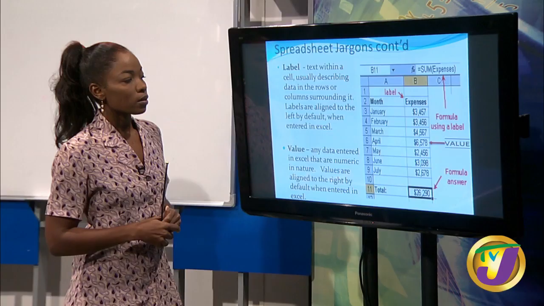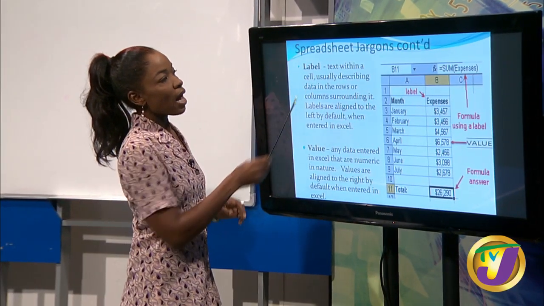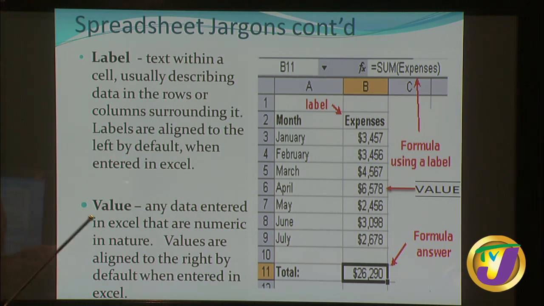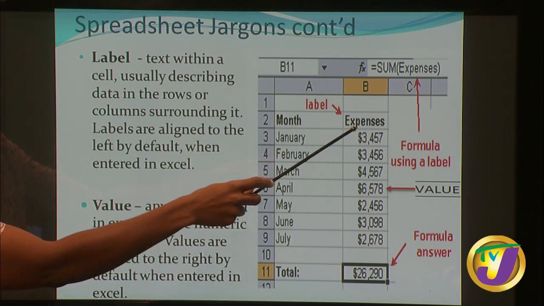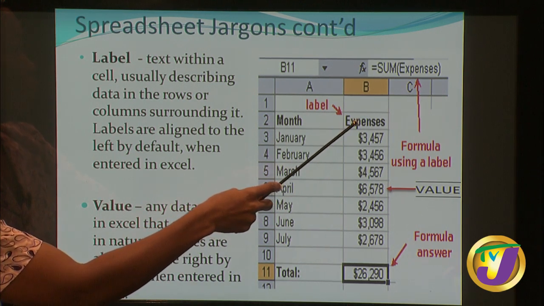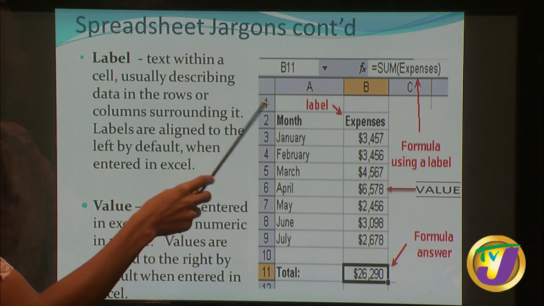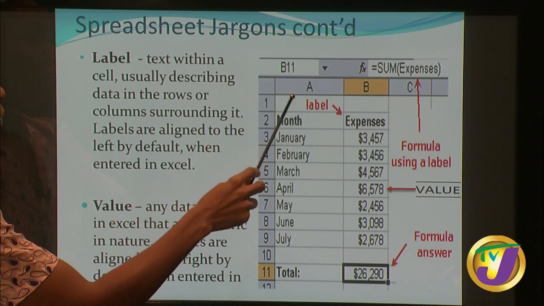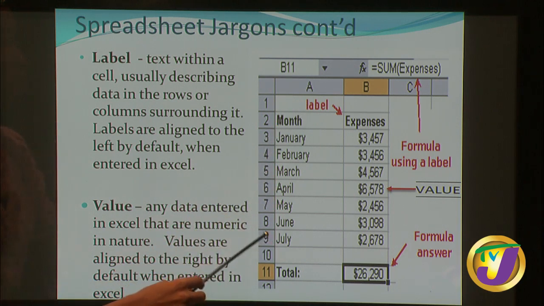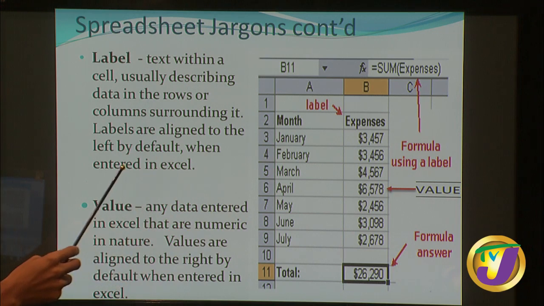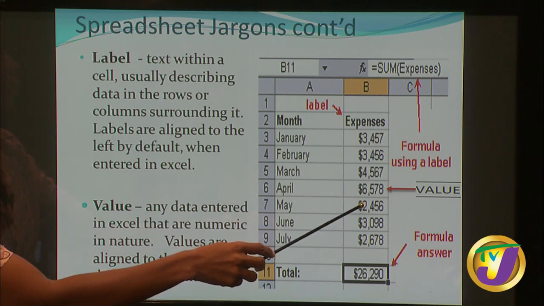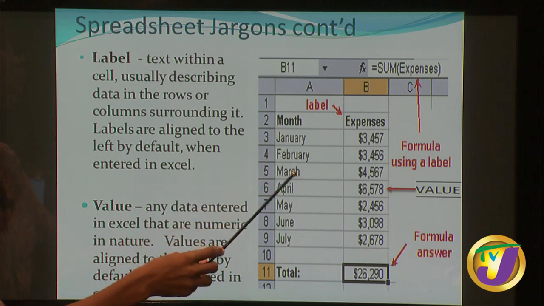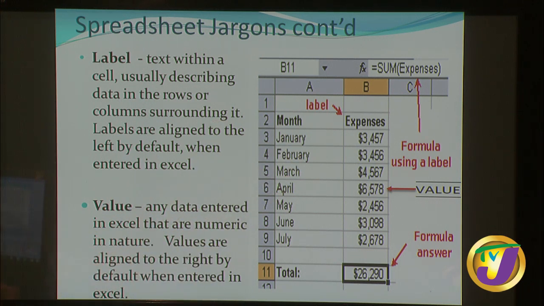Moving on to labels and values. Labels are text within a cell, usually describing data in the rows or columns surrounding it. So in our example, month and expenses are what we will call labels. Now, each time you enter a label in a spreadsheet, it goes to the left, because by default, it will go to the left in Excel. And whenever you enter a value, by default, it goes to the right. If you want to change the alignment, you will have to do so, but remember, default text goes to the left and values go to the right.